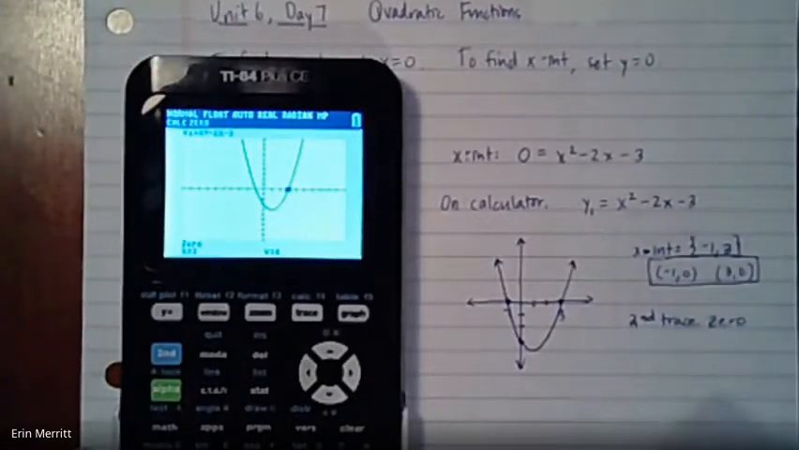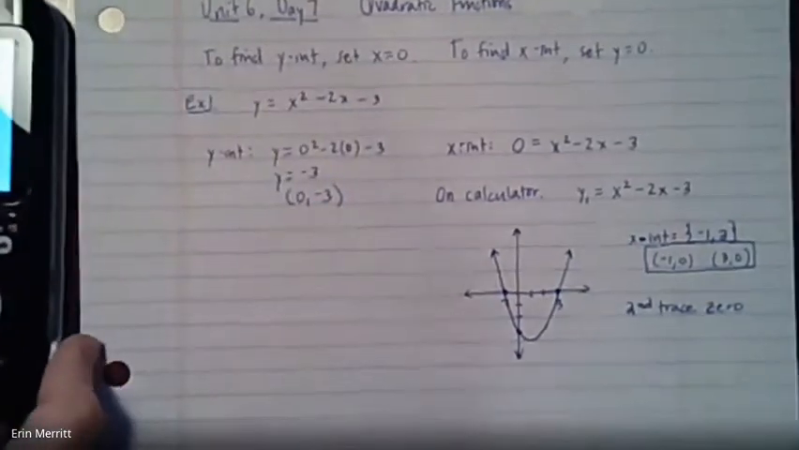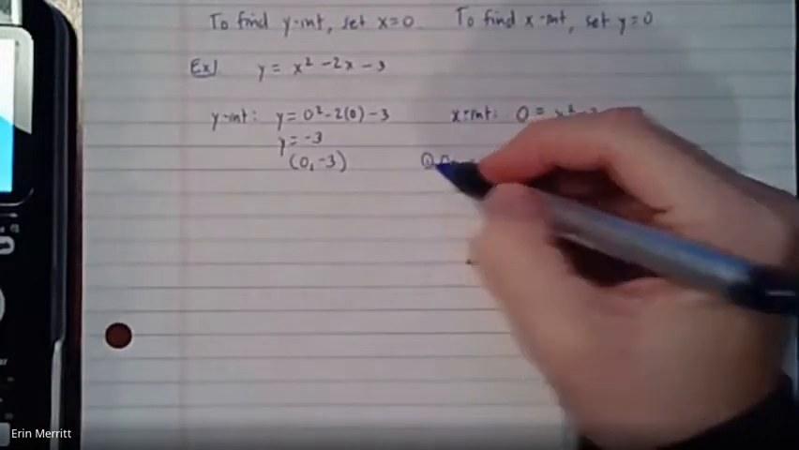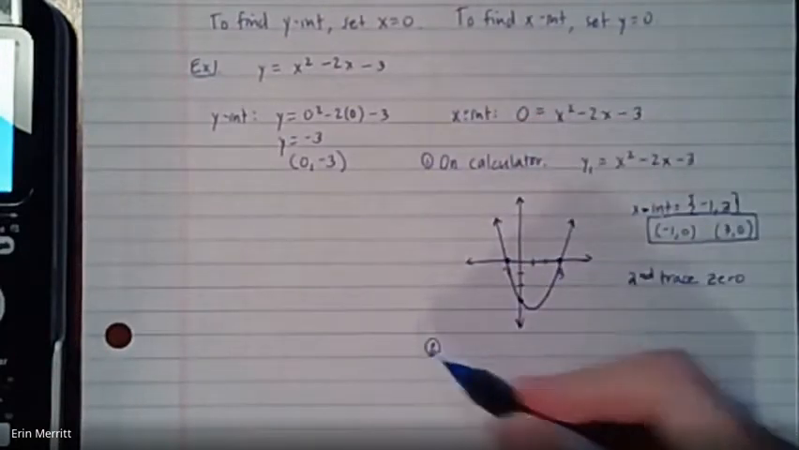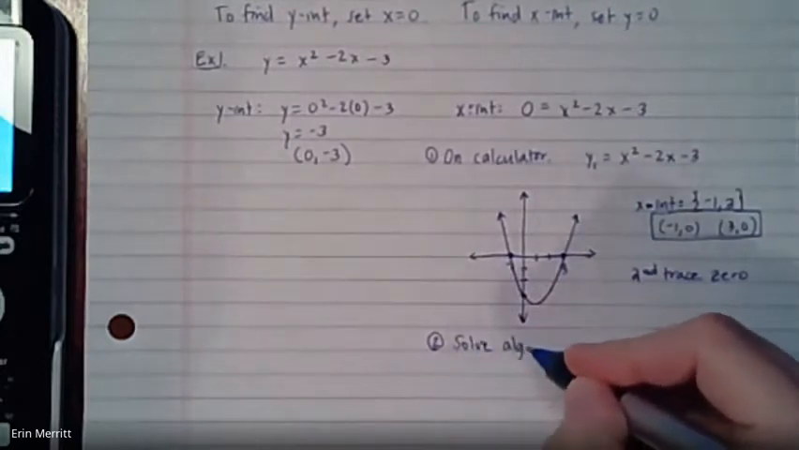All right. Now, some of you are probably like, we could have done this algebraically. And of course you could have. We just finished doing a ton of factoring. So on the calculator would be one way to do it. The second way to do it, all right, would be to solve algebraically.